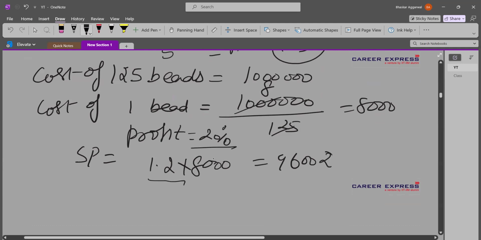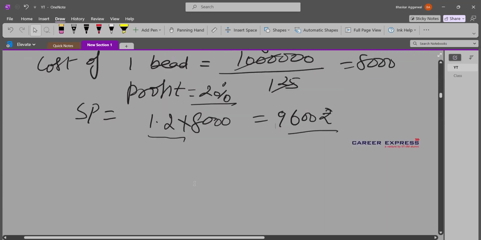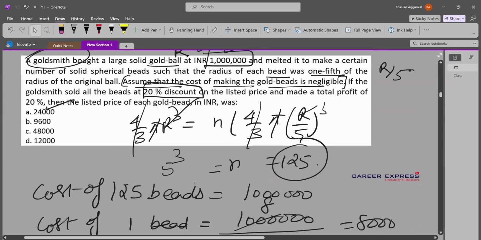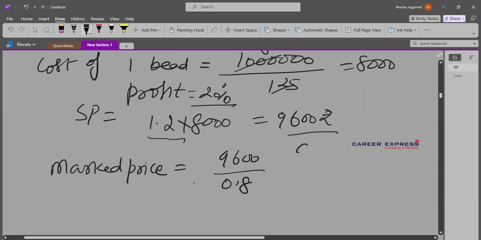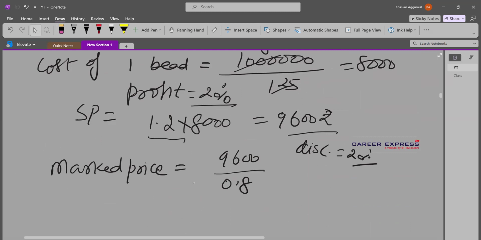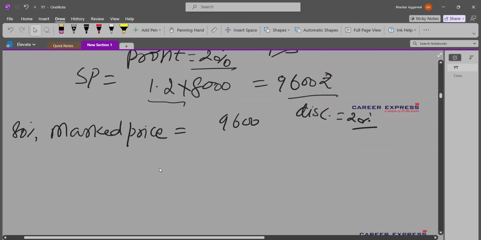Now 9,600 rupees is the selling price, but this selling price is obtained by offering a discount. So how much is the discount offered? Discount offered is 20%. So what is the marked price? So marked price will be 9,600 upon 0.8, because the discount offered is 20%. That means the bead is offered at 80% of the marked price. So we can say 80% of the marked price should be equal to 9,600. So that's how we'll get marked price.